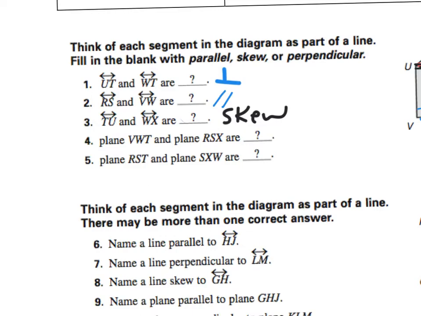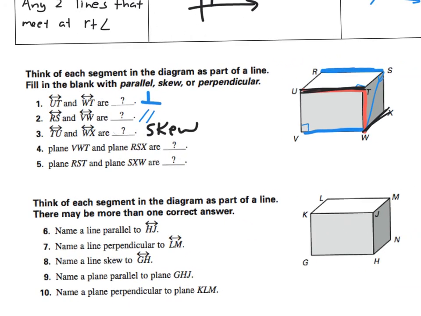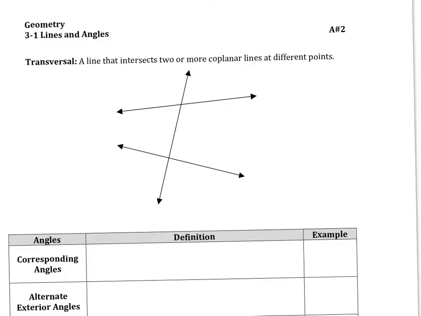So looking at the first plane, let's see, VWT. VWT is the plane in the front. And then RSX. RSX is the one in the back that we can't really see. So those would be parallel. Now on page 2, this is where we get to the meat of taking us to the next level in chapter 3.